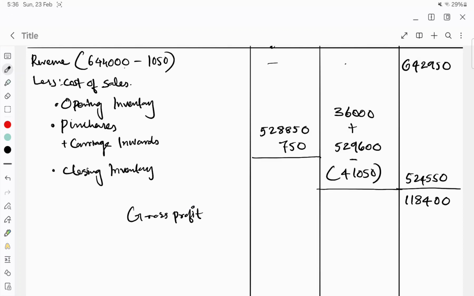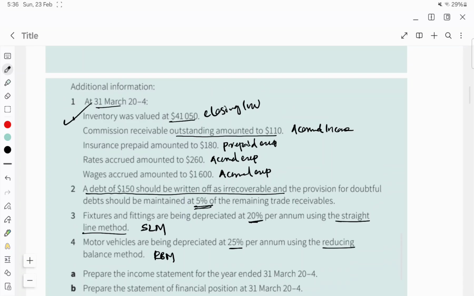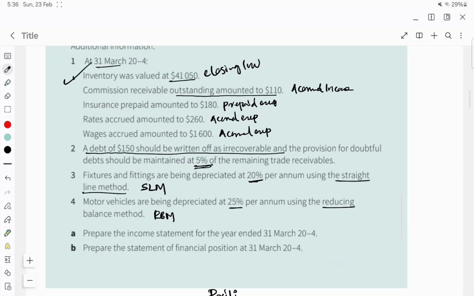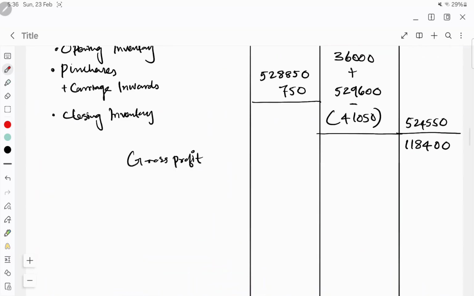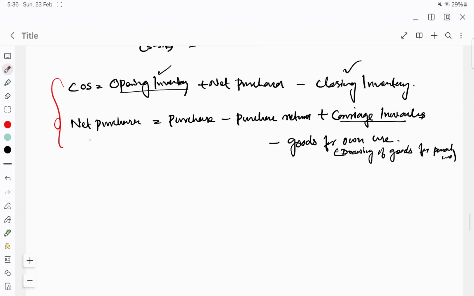Since till this calculation we don't have any additional information like adjustments, from here onwards we will have additional information like commission receivable. Commission receivable is a revenue, insurance is an expense, rate is an expense, wages is an expense. Apart from that, we have bad debts calculation as well as the depreciation calculation, everything. Okay, so I'm going to the next part. So we got gross profit now. So all these are the calculations.